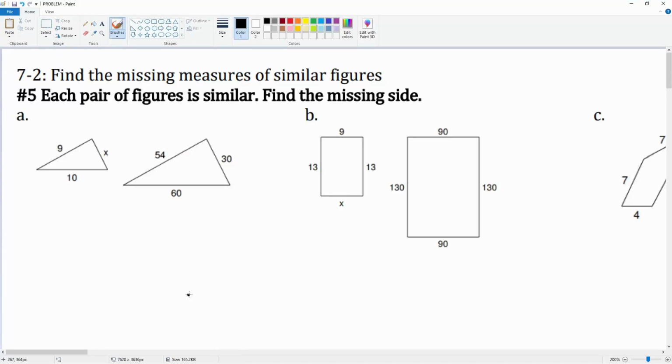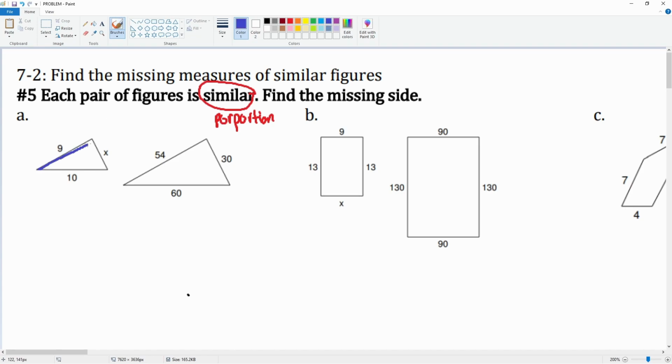Number 5, each pair of figures here is similar. You're going to find the missing sides. Because they are all similar, you are allowed to set up a proportion between the triangles, between their ratios.